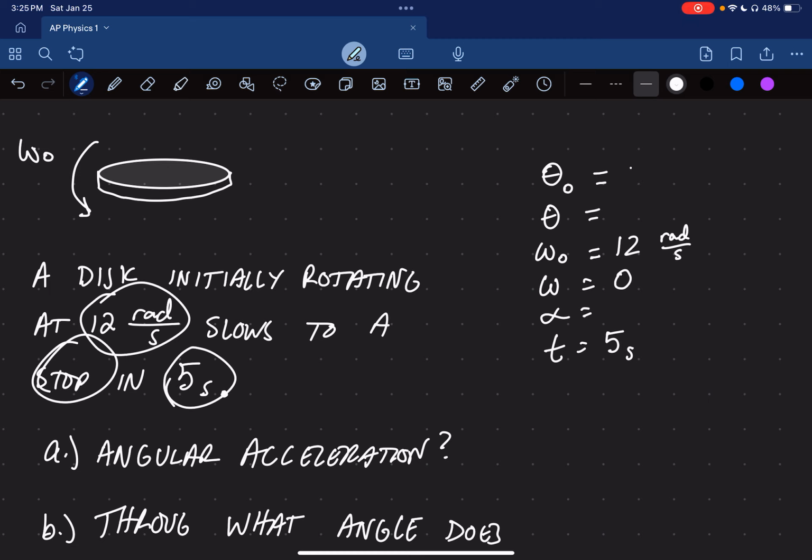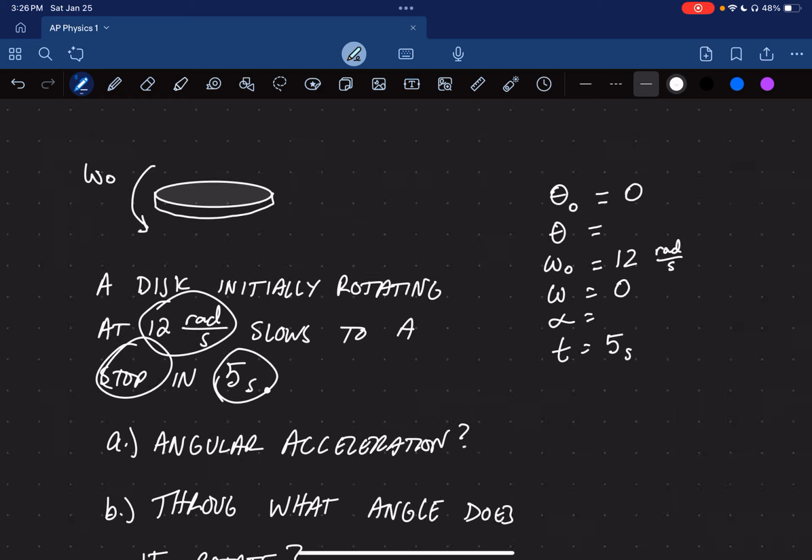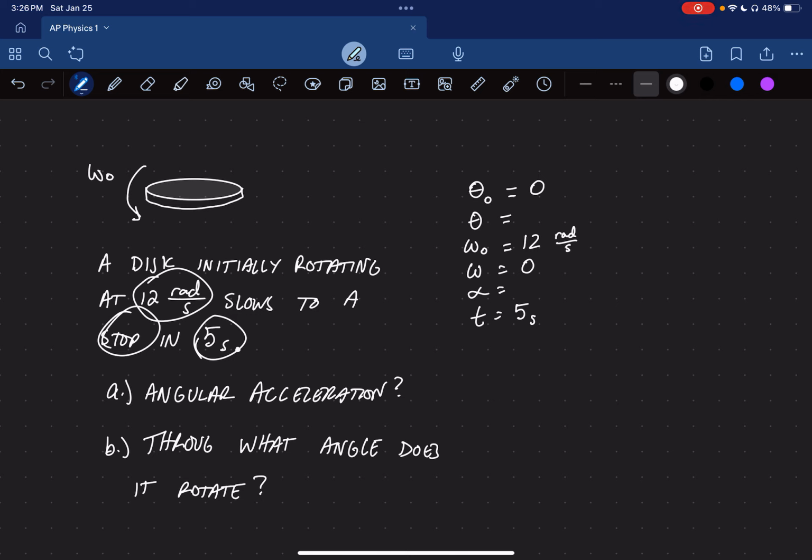Cool. And just like in kinematics, when an object was moving horizontally, we often make that starting position 0. And so here we'll also make that initial rotational position 0. Cool. And we'll look for alpha. Typically, to solve the kinematics equations, you need 4 out of these 6 numbers. And of course, these last 4 work with equation number 1.